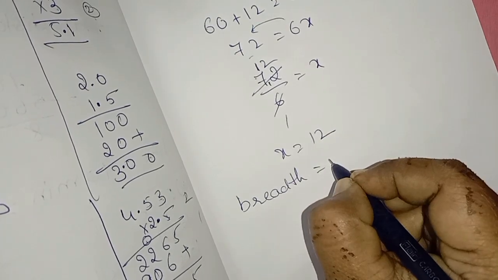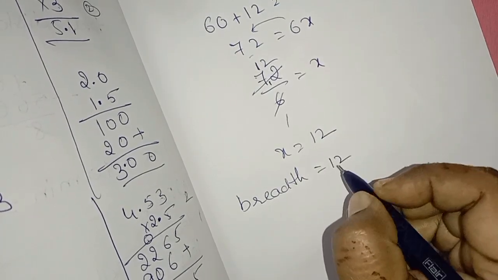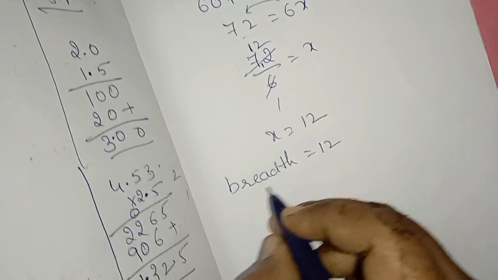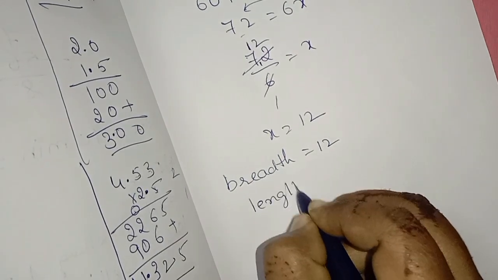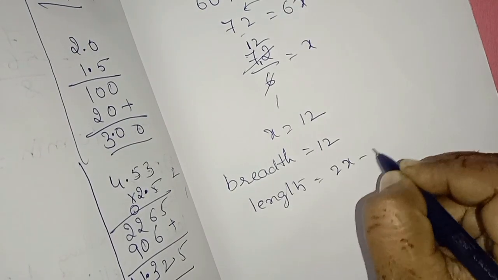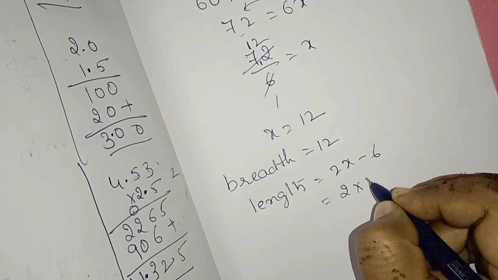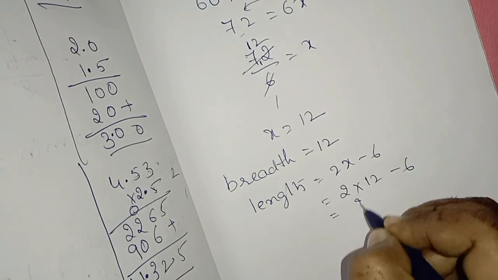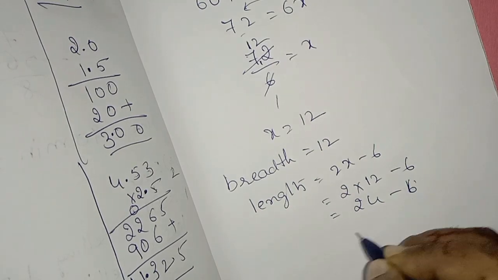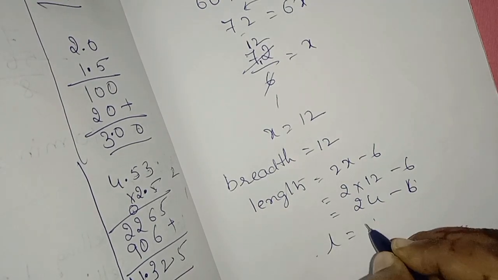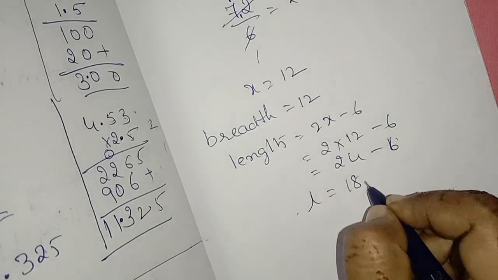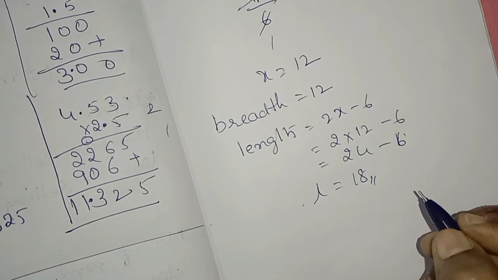Breadth equals to 12. Why? Because we taken it as x only. Length, what is our length? 2x minus 6 means 2 into 12 minus 6. 24 minus 6. How much is it? L equals to 18. Clear?